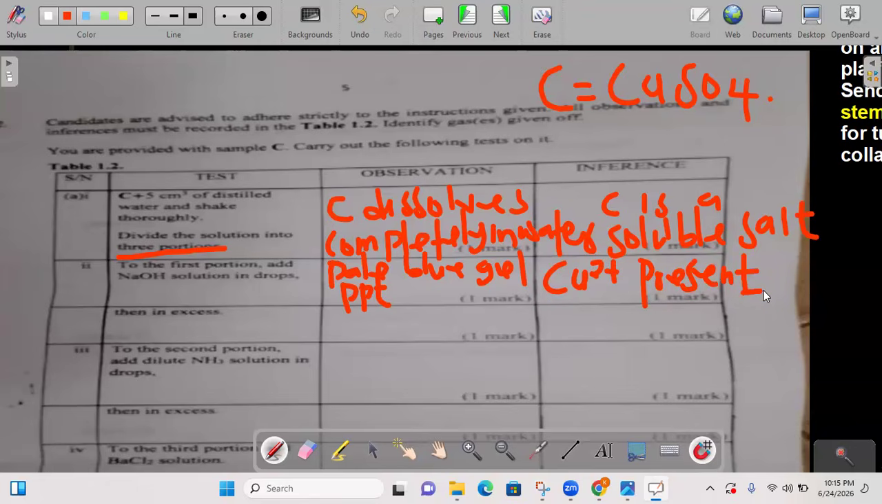So what happens when you put more, excess sodium hydroxide? The PPT is insoluble in excess sodium hydroxide. So meaning copper 2 ion continues to be present. Is that clear? It means copper 2 ion continues to be there.